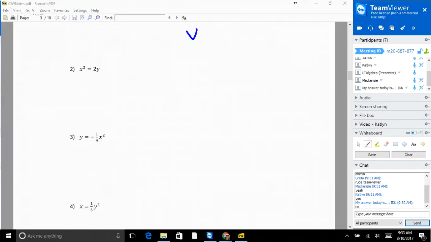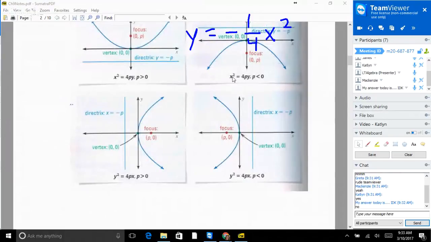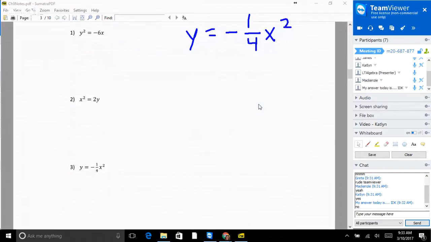So if I have y equals negative 1/4 x squared, and I want to get x squared by itself. Why do I want to get x squared by itself? Because if you go up to all these formulas up here, the x squared is either by itself or the y squared is by itself in order to match up to our formulas. So we need to get x squared by itself. Okay, so what can we do to get x squared by itself?